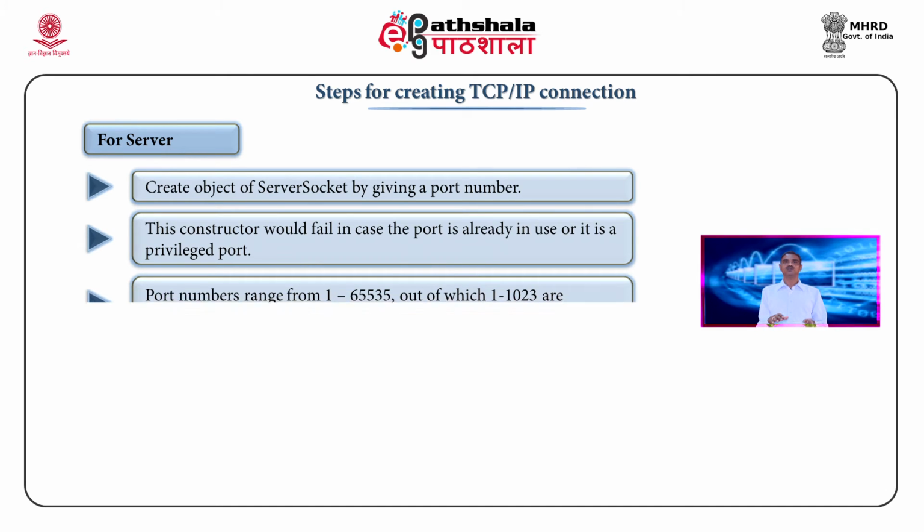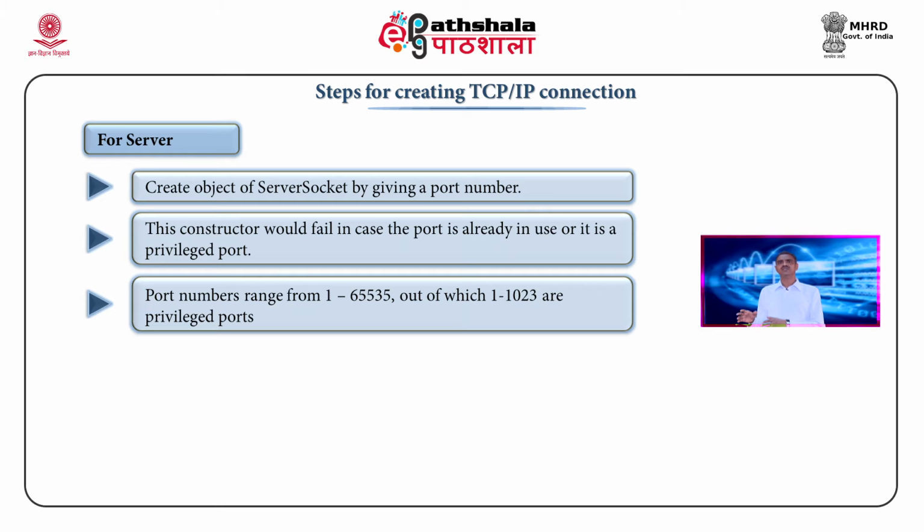We have port numbers which range from 1 to 65535. Out of these, the port numbers from 1 to 1023 are privileged ports, in the sense that only processes which have administrative privileges can reserve them. So, if a Java application is not being run as a privileged application, in the case of Linux for example, if it is not being run as root, then you would not be able to use a port number less than 1024.